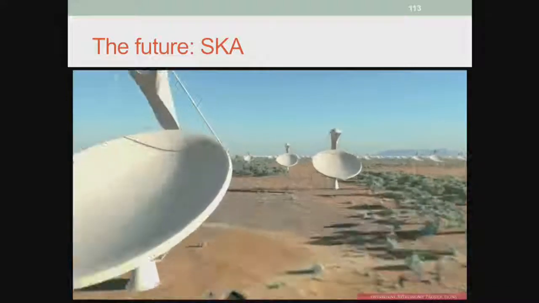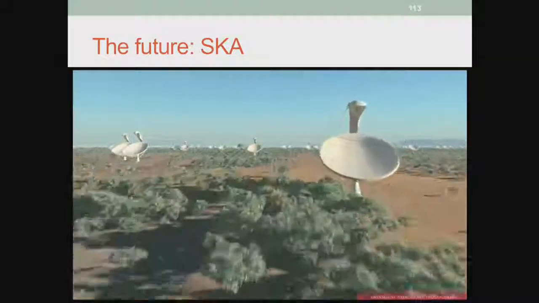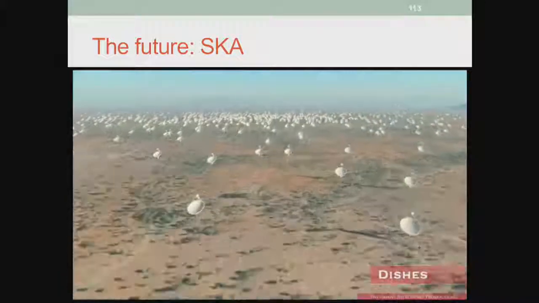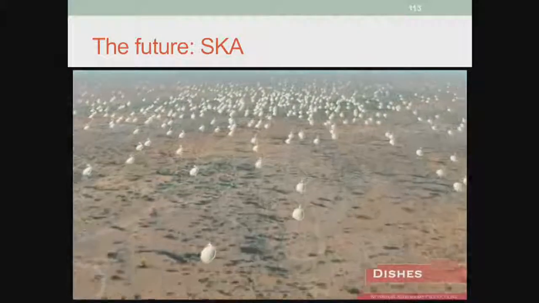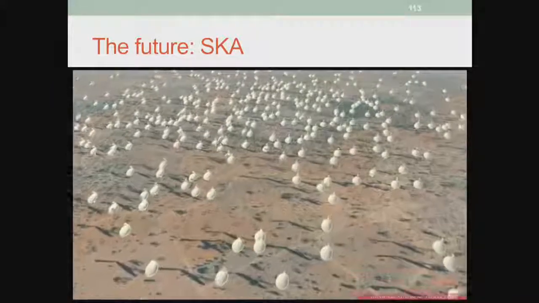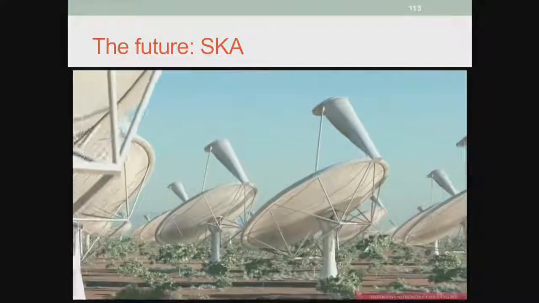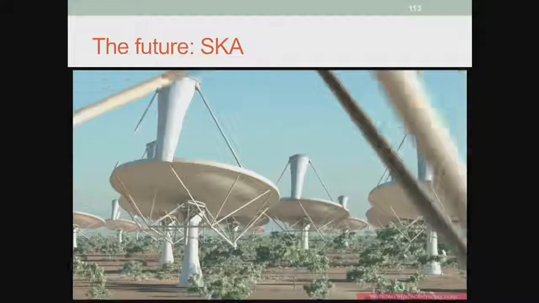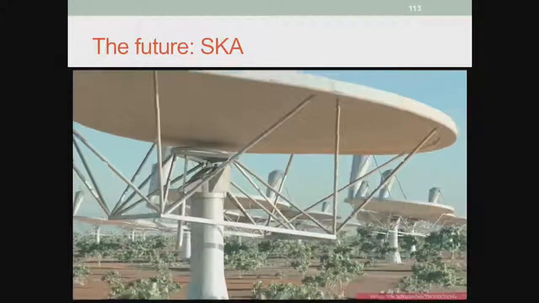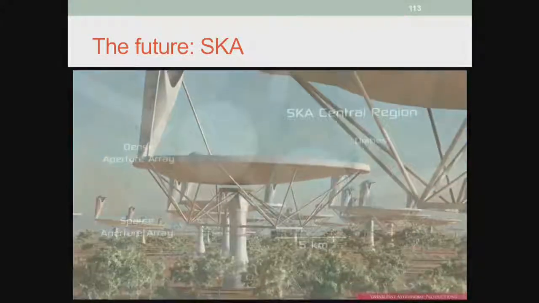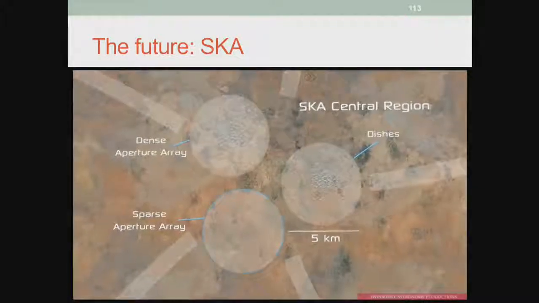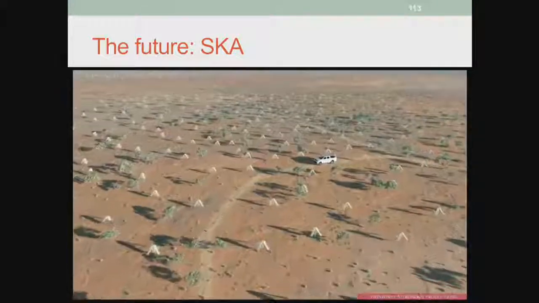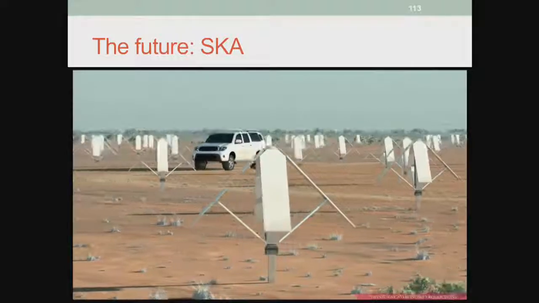And these are the big dishes. These are the highest frequencies. And you can see how big it is. Never anything like this has been attempted. These are the dishes, and they will be grouped together in these concentrations. This part of the dishes will now be in South Africa, not in Australia. So these are the dishes, and there are dense arrays and sparse arrays. The dense arrays are the lower frequencies. Now they are talking about the sparse arrays. These are the arrays of antennas that are interesting for the EoR and for the cosmic dawn. This is what you should get.